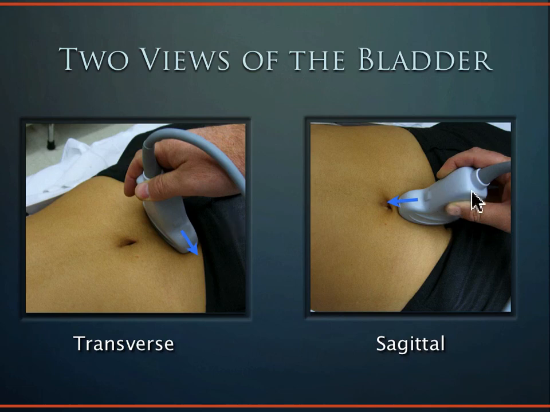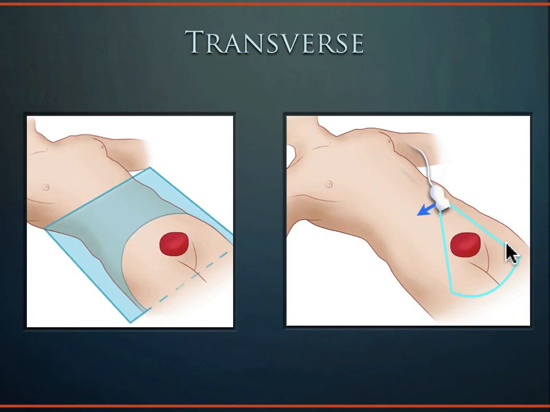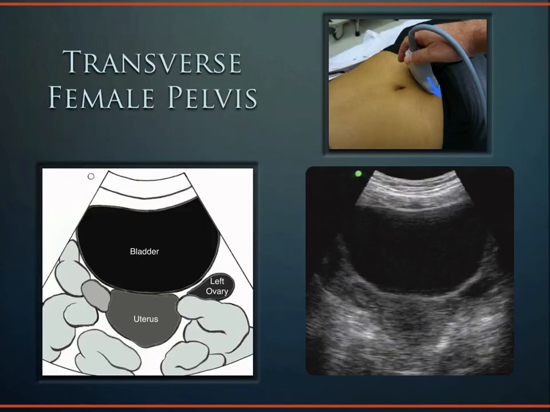Same thing with the sagittal view. We're going to need to take the cable and rotate the cable this way to get the sound to shine down inferiorly. Does that make sense? Okay. And that's why I drew this diagram to show you how flat the probe can be in order to see the bladder.